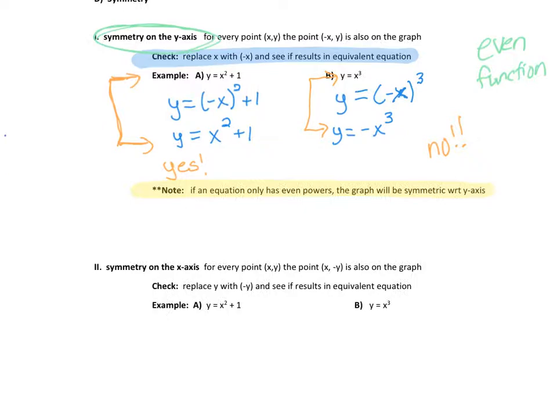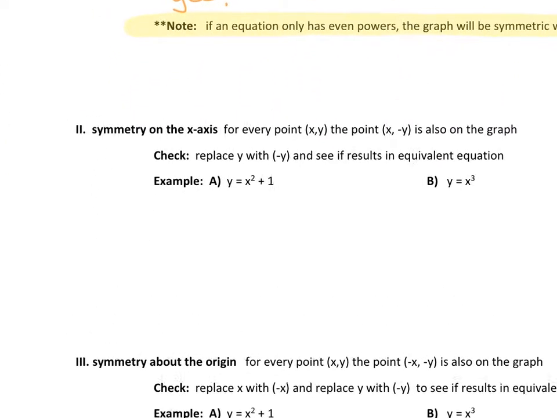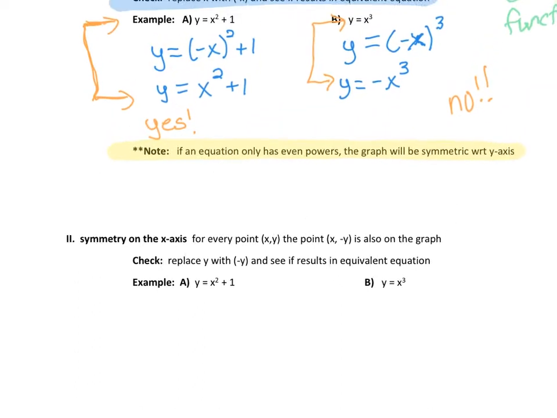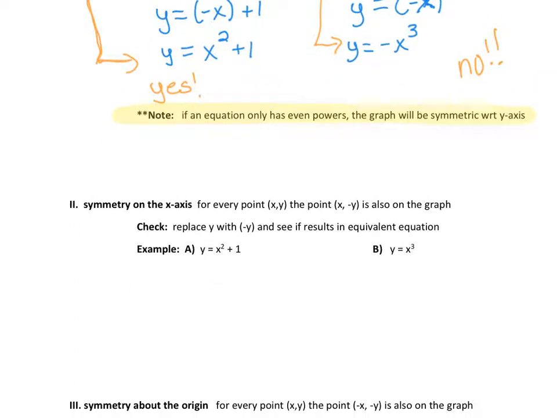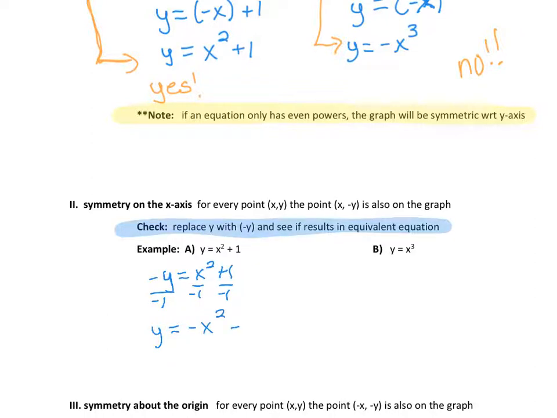All right, onward. Let's talk about symmetry on the x-axis. For that, what we are going to do is check by replacing y with the opposite of y, or negative y, to see if we get an equivalent equation. So let's plug in negative y, and we get negative y equals x squared plus 1. To clean this up, we've got to divide by this negative 1, because we want to know what y is equal to, not negative y. If we do that, we end up with y equals the opposite of x squared, or negative x squared, minus 1.